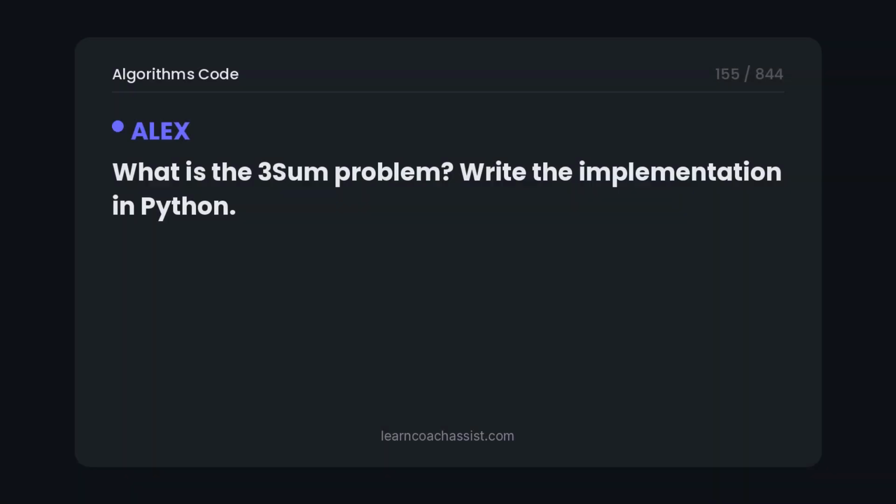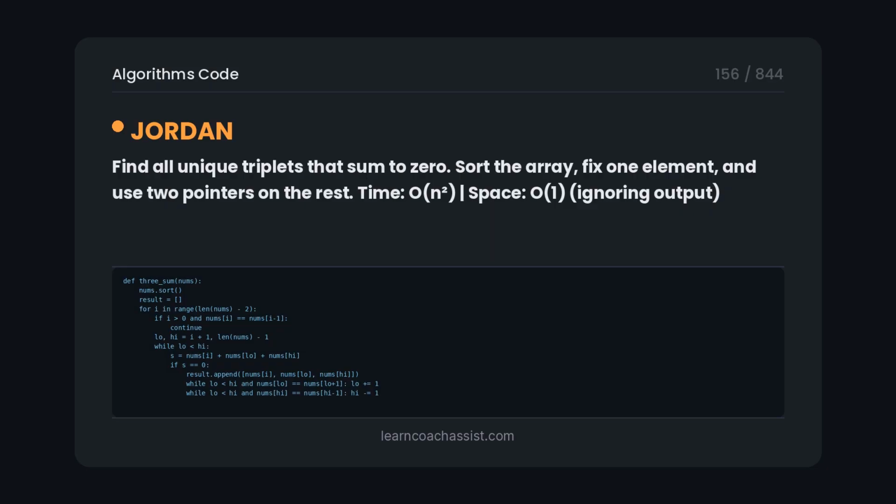What is the 3-sum problem? Write the implementation in Python. Find all unique triplets that sum to 0. Sort the array, fix one element, and use two pointers on the rest. Time O(n^2), space O(1), ignoring output.